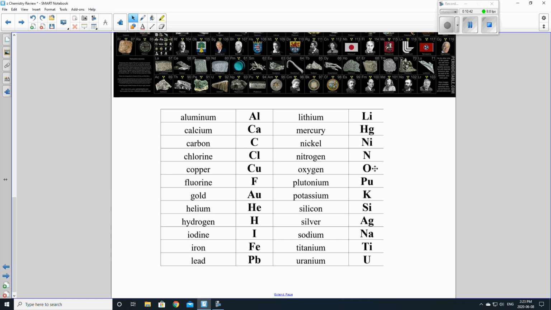Oxygen, plutonium, that's what we use for our nuclear reactors. Potassium is K, found in bananas. Silicon, which is used very much in technology. Ag is silver. Na is sodium, like table salt is partly sodium. Ti is titanium. Uranium, U, is used in atomic bombs and that sort of thing. So there's 24 elements that I want you to memorize there.